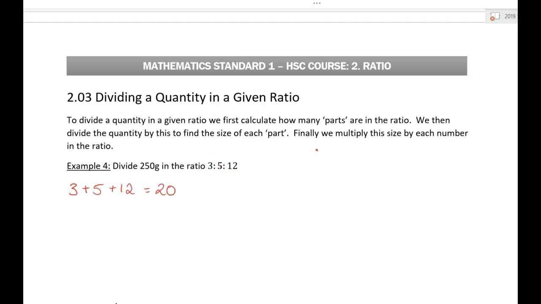Now there are 20 parts. I take my total and divide it by 20. So 250 grams divided by 20 equals 12.5 grams. So each part is 12.5 grams. Now I need to have 3 lots of 12.5, 5 lots of 12.5, and 12 lots of 12.5.